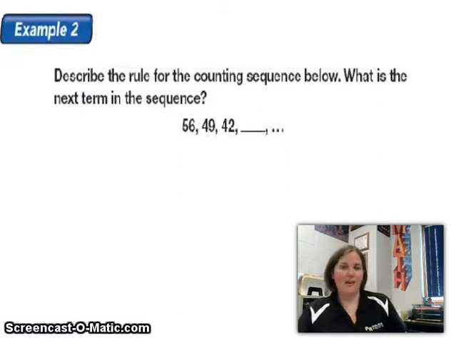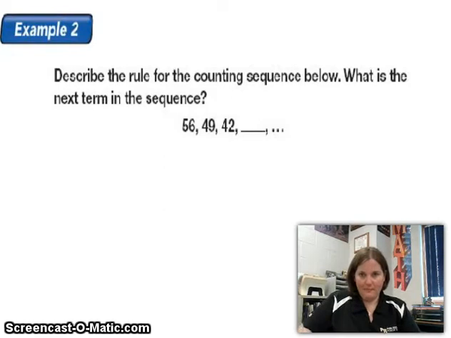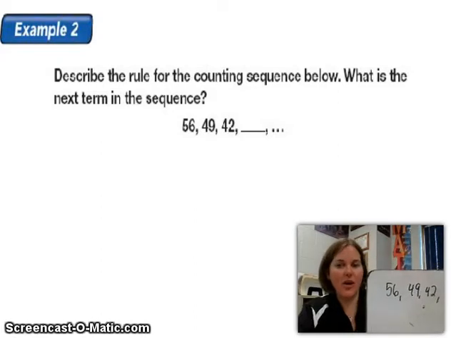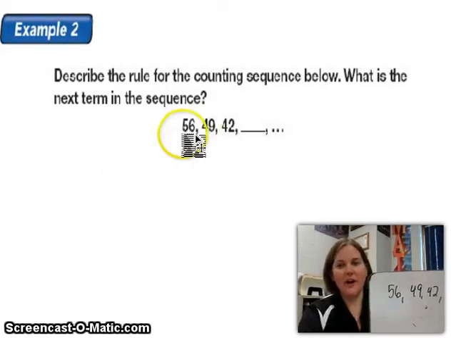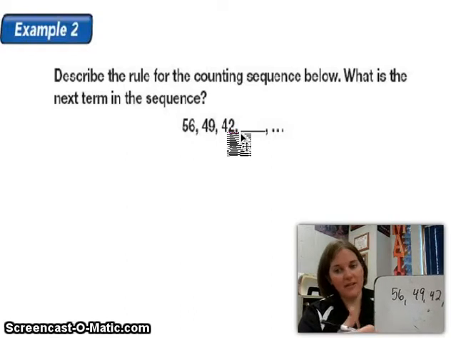Example 2 asks us to describe the rule for the counting sequence below. What is the next term in the sequence? So they give us the terms 56, 49, and 42. So when we look at that sequence, we can see that the numbers are actually decreasing this time. So instead of counting up, they're actually counting down. So instead of adding, we must be subtracting a certain number. And we need to figure out how much is being subtracted each time.